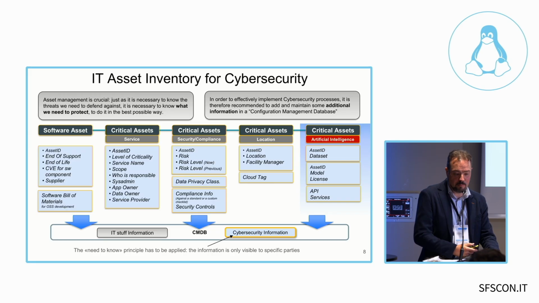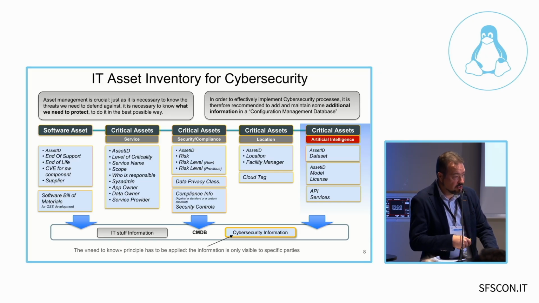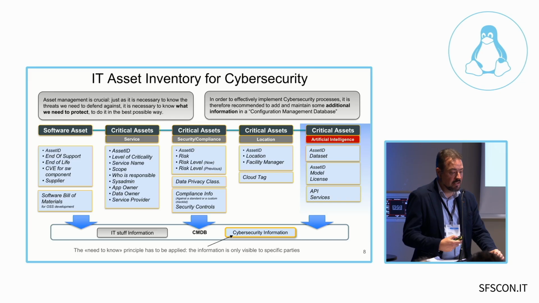Asset inventory is a sub-process of the IT asset management and is usually an IT process. But if you organize that process to collect also cybersecurity information and put it together with the IT staff information, it could be useful for all the cybersecurity processes, not only for risk management, but also for incident management, for instance. Obviously, this information should be made available only to those that are interested.